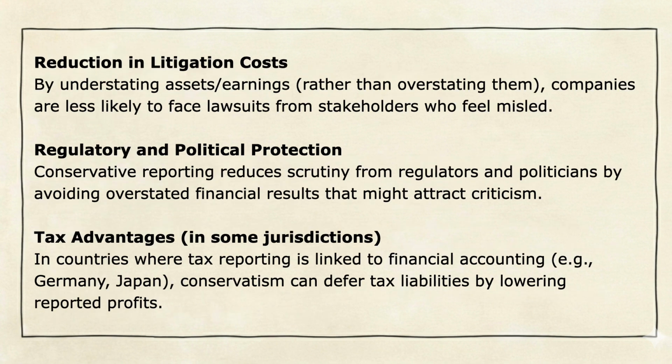Lowering legal expenses. By not inflating assets or earnings, companies can avoid lawsuits from stakeholders who might feel they've been misled. Shielding from oversight. Conservative reporting helps companies dodge unwanted attention from regulators and politicians by steering clear of overly positive financial reports that could stir up trouble. Potential tax benefits in certain places. In countries where tax reporting is closely tied to financial accounting, like Germany and Japan, being conservative can help companies delay tax payments by keeping reported profits down.